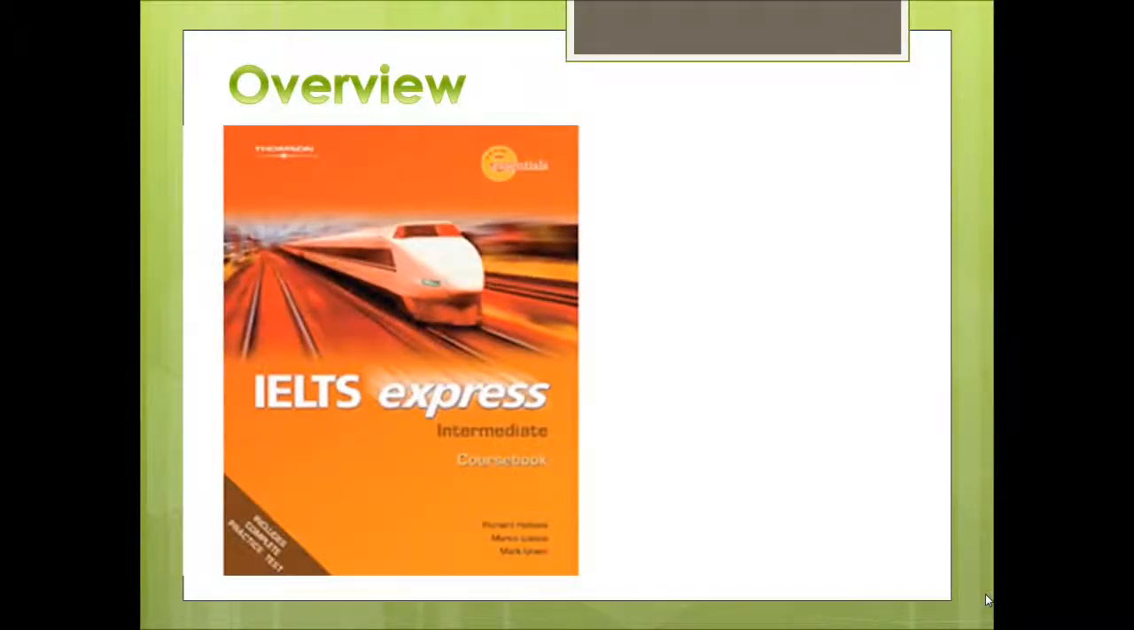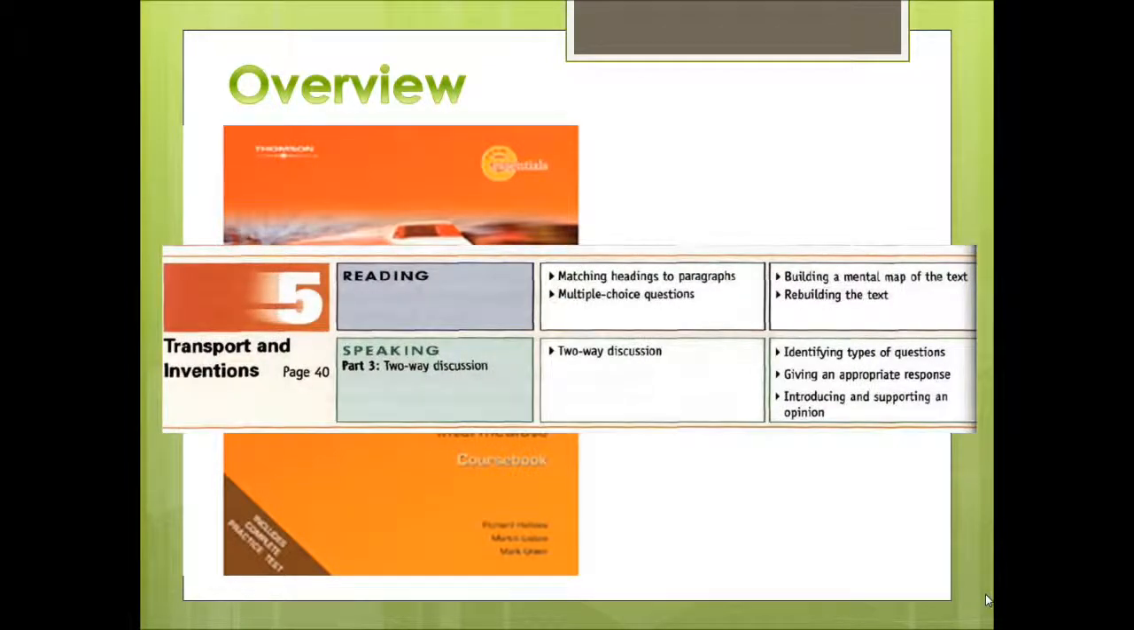The plan is for teaching Unit 5 in the course book IELTS Express Intermediate. The focus of this unit is on two language skills, reading and speaking. The topic of all activities is transport and inventions. Students have a chance to learn lexical items and obtain information through reading and then apply it in producing speech.